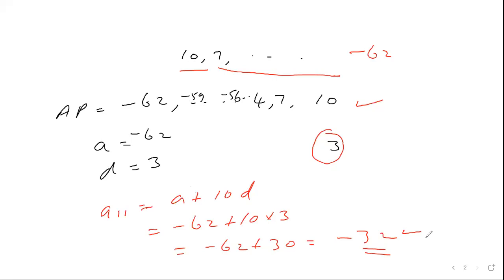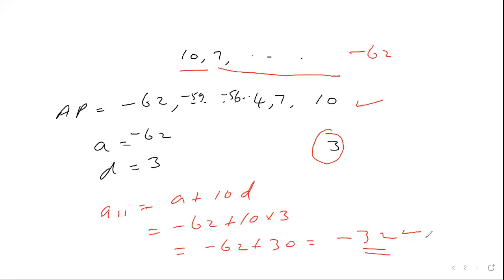We got the answer minus 32. Now please check the alternative method. The first method you can check. If it is easy for you, you can follow, but I don't think so. If we write the AP in the reverse order, A is minus 62 and D is 3. Why do we reverse? The question now becomes finding the 11th term with this A and D. As before, as usual practice, find the 11th term.